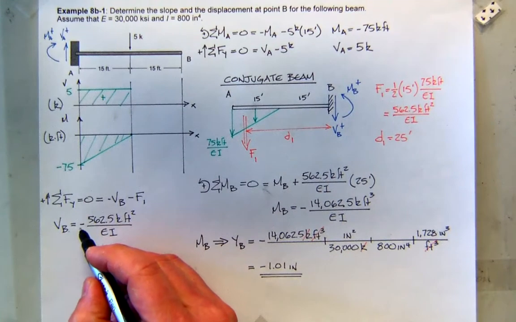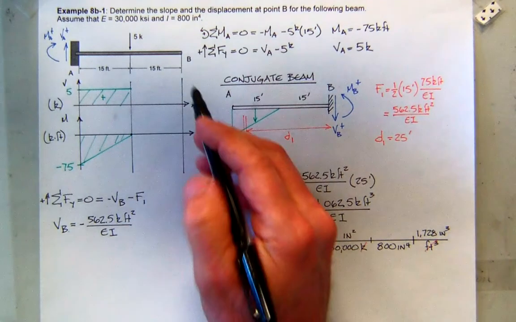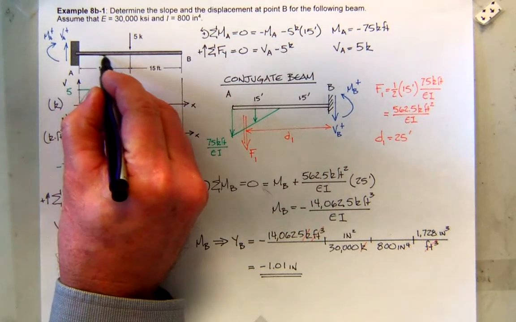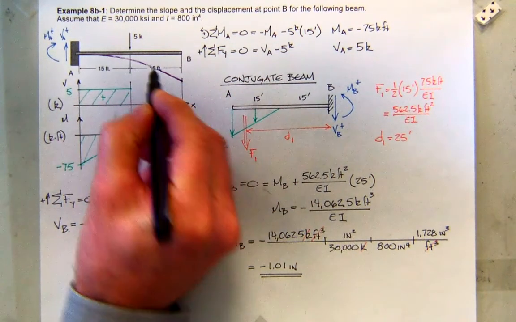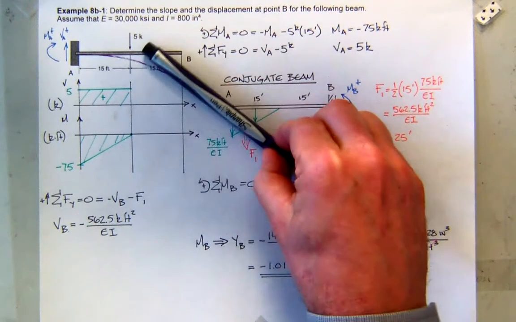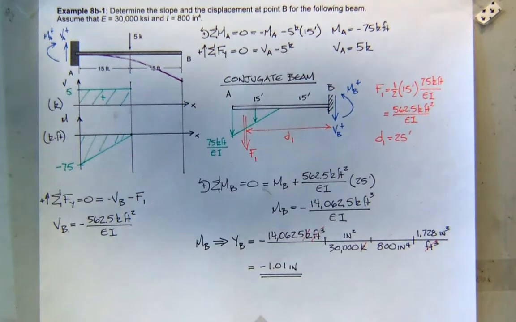So it says my slope is negative. Does it make sense that I would have negative slope at that end? Well, I think it's going to deflect something like that. Displacement's down, and if you look at that slope, it's negative. So that seems to match.